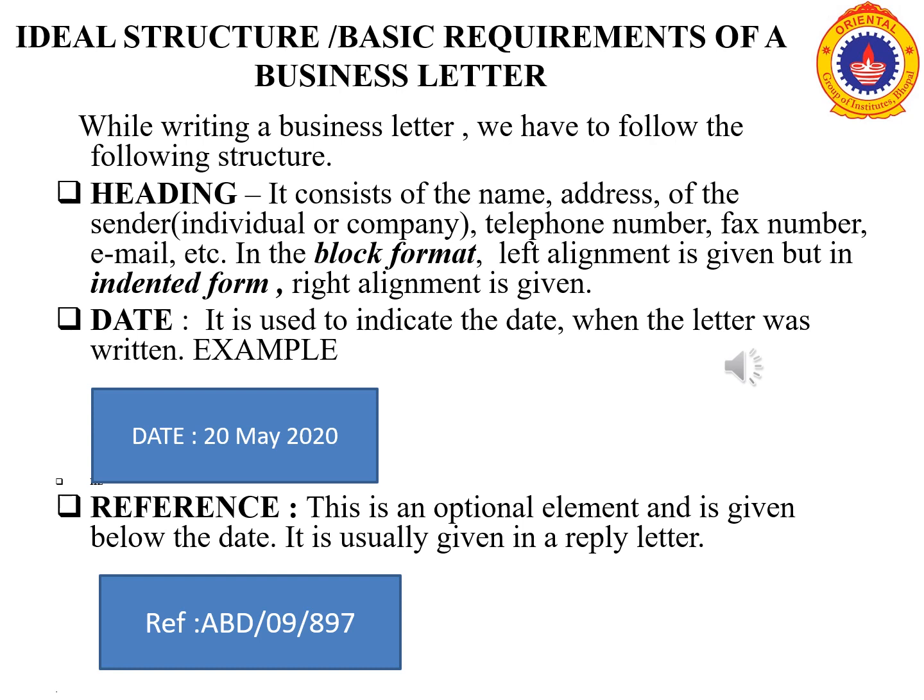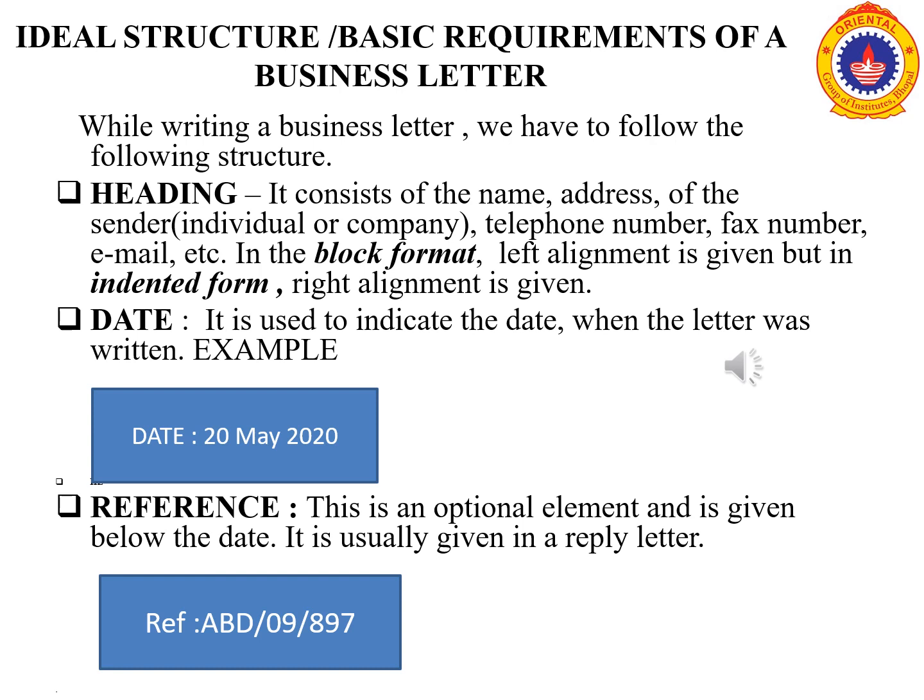The first one, heading. This is very important and it consists of the name and address of the sender, that is an individual or company, whether we are sending our letter to an individual or any company or any firm. Then telephone number, fax number, email, etc. In a letterhead it is usually printed on the top middle of the page, but we will follow the main two formats, that is block format and indented format. These are the two important formats.